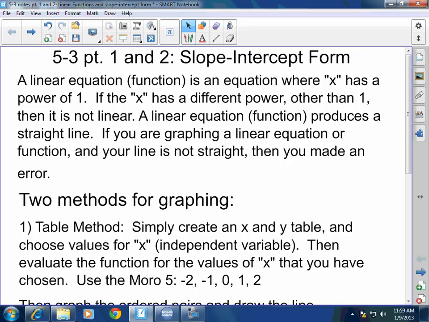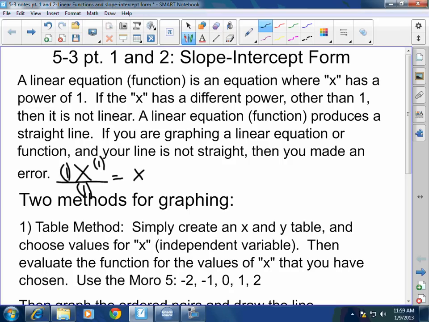So let's talk. A linear equation or function is an equation where x has a power of 1. Please remember, my friends, that when you have a variable like x, it's being multiplied by a 1. Why? What's 1 times x? x. It's being divided by a 1. Why? What's x divided by 1? x. And it has an invisible power of 1. Why? What's x to the first power?